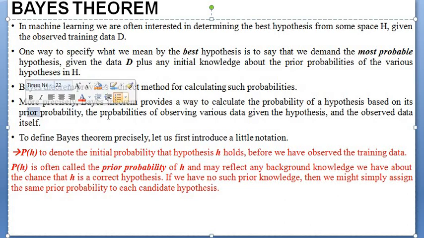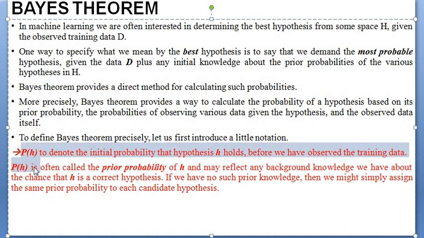Okay, the probabilities of observing various data is given the hypothesis and observed data itself. So to define the Bayes theorem, first you have to know some notations and definitions. Okay, this P of H is nothing but the probability of the hypothesis. P of H is the probability of hypothesis that we can observe for a training data.